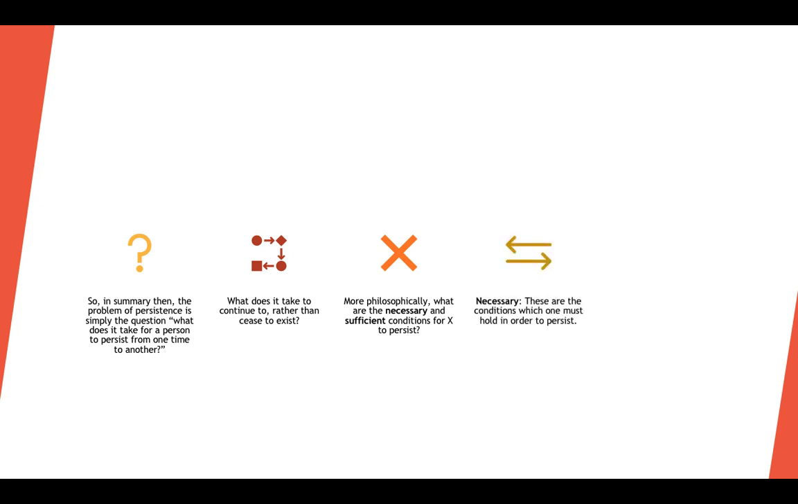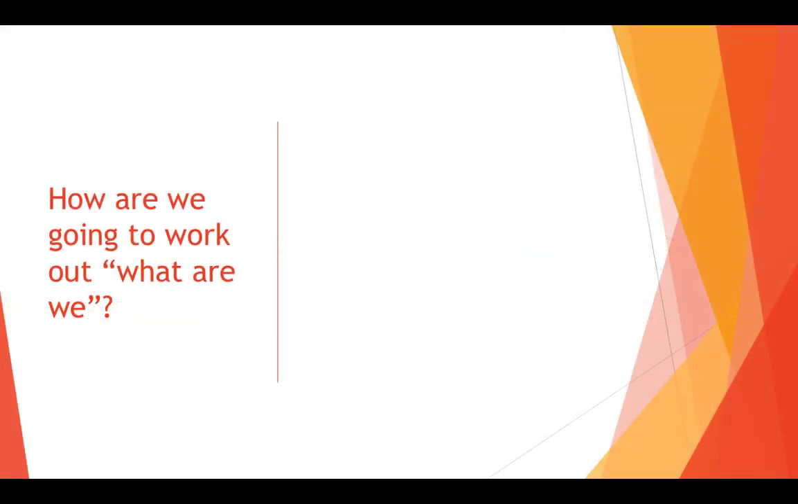A necessary condition is something that one must have if we are to exist. A sufficient condition is a little less powerful. These are the conditions which are enough for somebody to persist. So what are the baseline, absolutely required conditions that we need in order to solve this issue of persistence? That's what we would call the necessary conditions. What are the sufficient conditions? We're talking about the bare minimum conditions that we need for persistence.